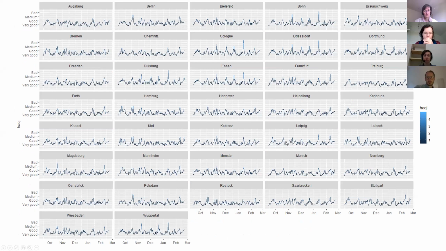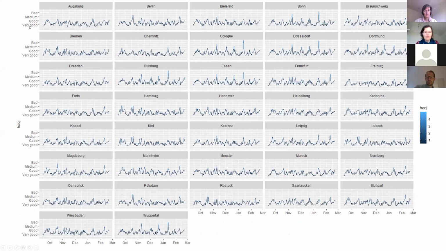Another way to represent these temporal changes is to extract time series from our data fusion maps. And I did this here for multiple cities in Germany. And basically, each of these lines shows the temporal evolution of our hackAIR air quality index at this particular location, at this particular city.